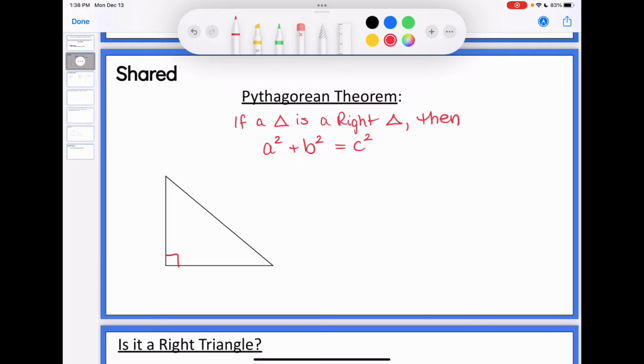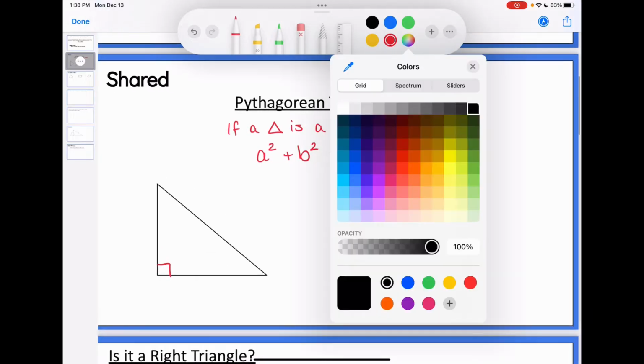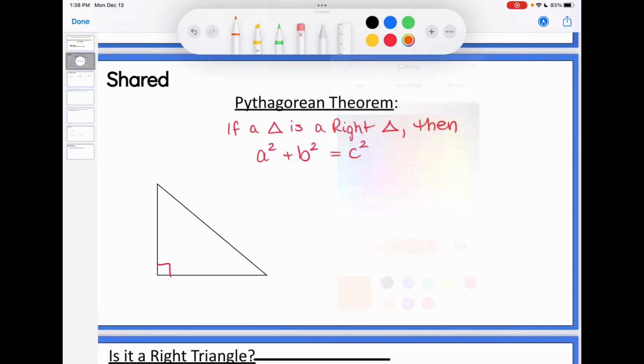So a, b, and c, we have to remember what those are all about. If I have a right triangle, the side across from the right angle is the longest side, which is the hypotenuse. The hypotenuse is always across from the right angle, and this is also the longest side. Then on either side of that right angle, I have the legs. One leg, another leg. It doesn't matter which one is which. Those two sides are just called the legs.